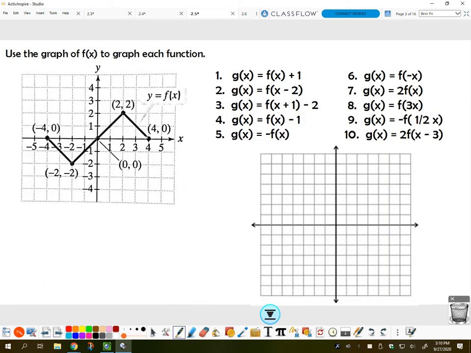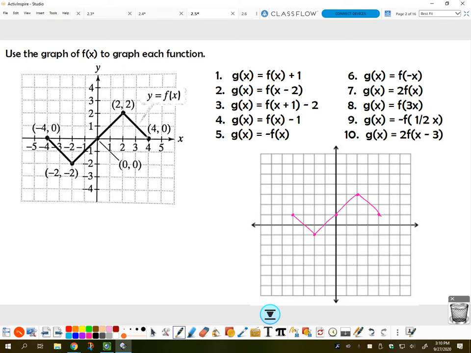All right, so if I am asking you to take this random function and do f of x plus 1, I want you to take all of these points and go up 1. So the point that was at negative 4, 0 is now going to be at negative 4, 1. The point that was at 2, negative 2 is now going to be at 2, negative 1. 0, 0 is now at 0, 1. 2, 2 is now at 2, 3. And 4, 0 is now at 4, 1. And then you draw the exact same picture. Or you try.